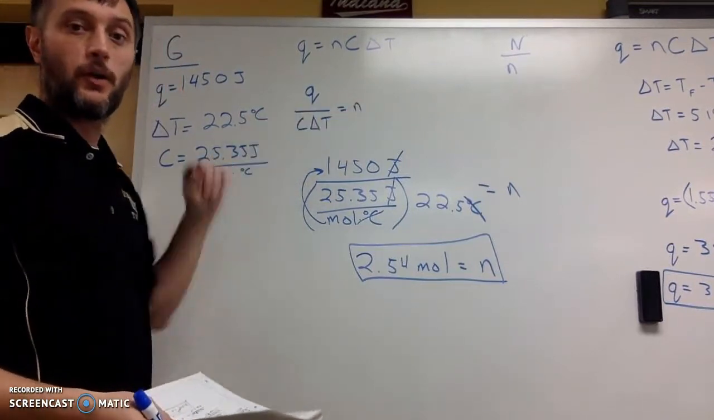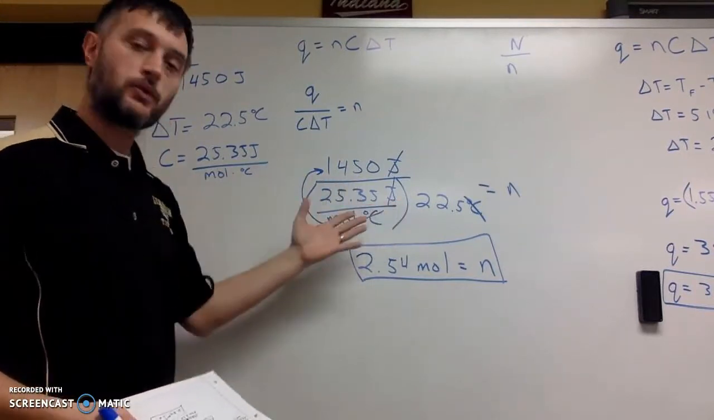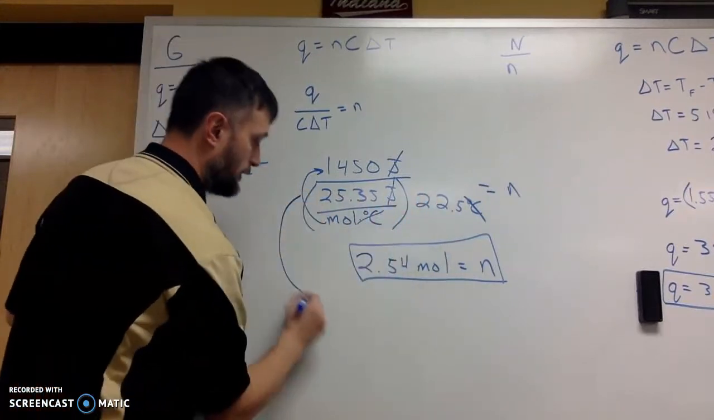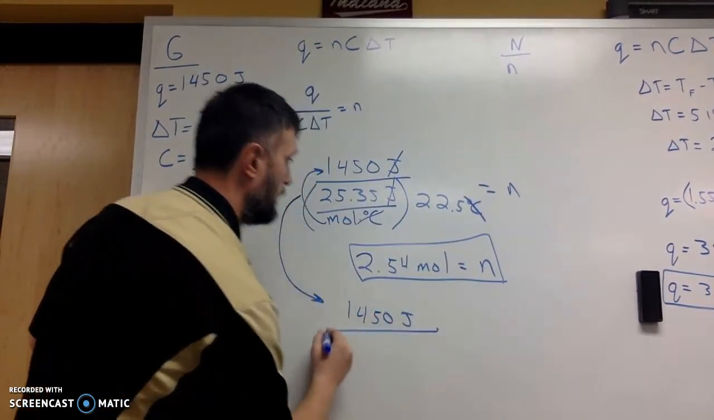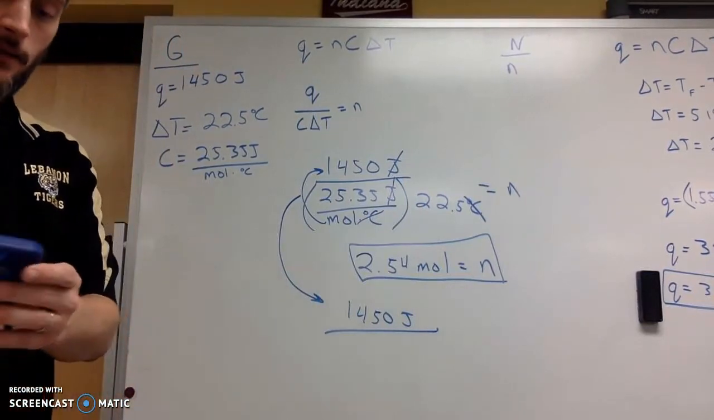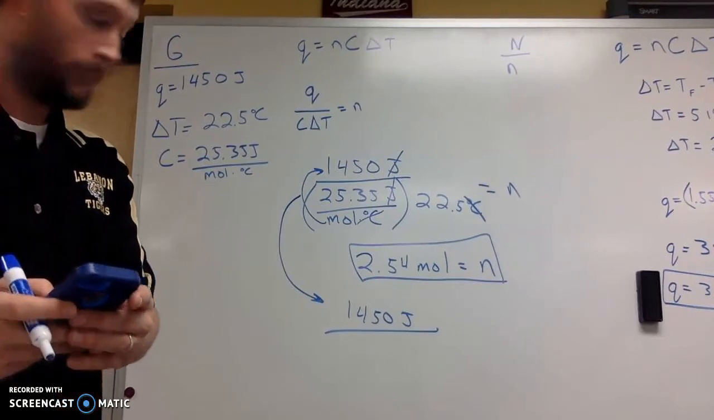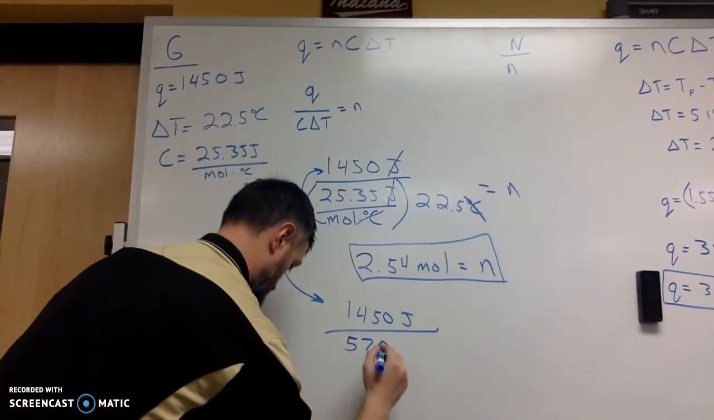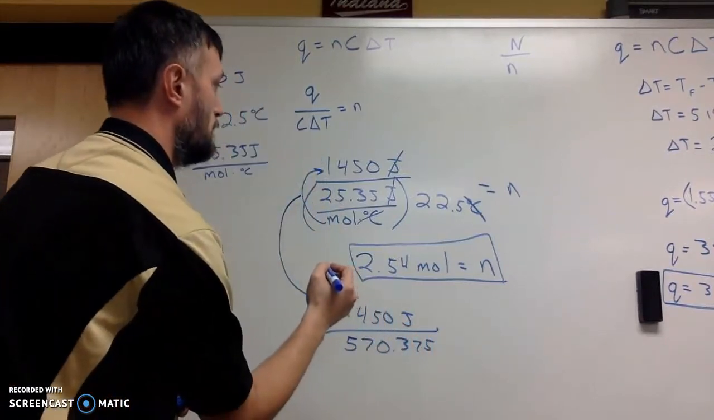Once we get solved for our n, the math is really easy. Now, I keep saying it's really easy, but I think we're struggling with this math a little bit. So to solve this, let's take a step down here. I need to take 1450 joules. I need to multiply these two things together. So if I multiply 25.35 times 22.5, that gives me 570.375, and my unit would be nothing.